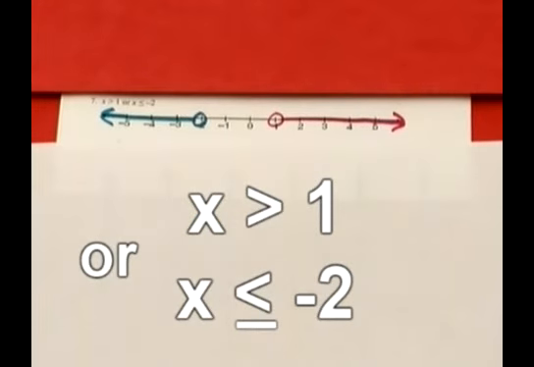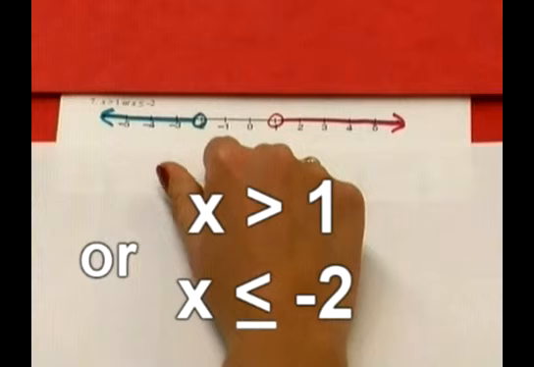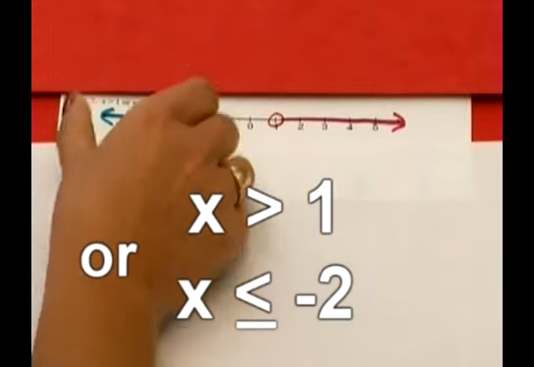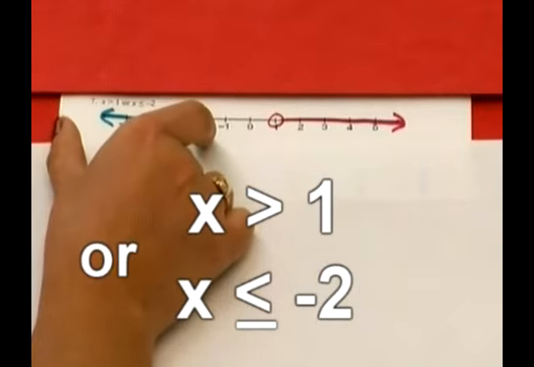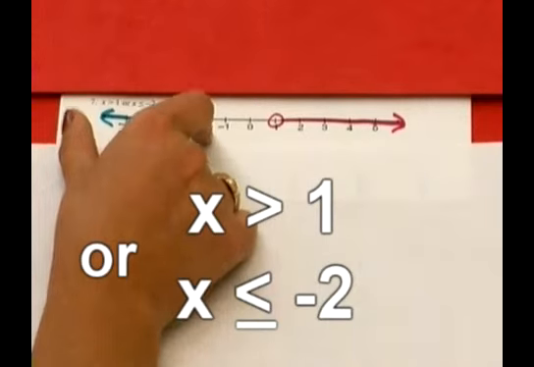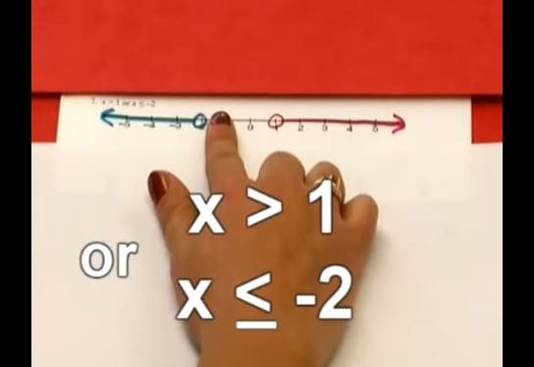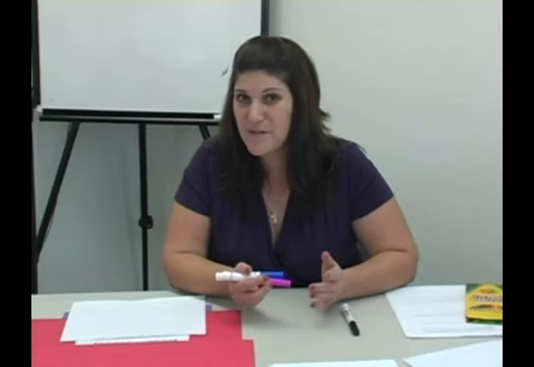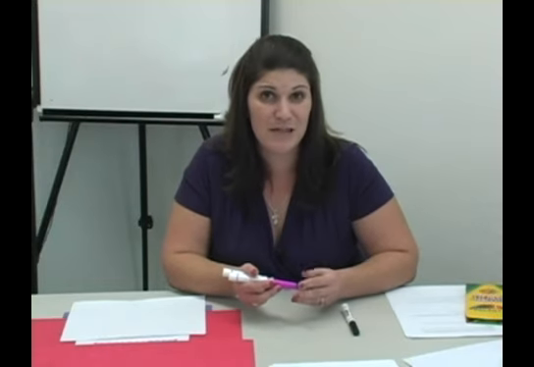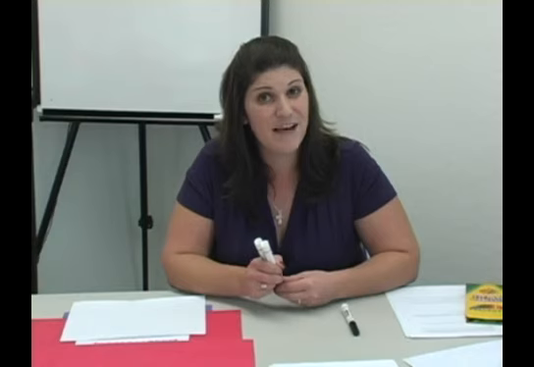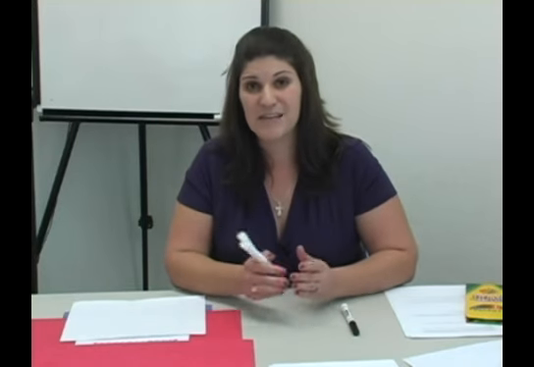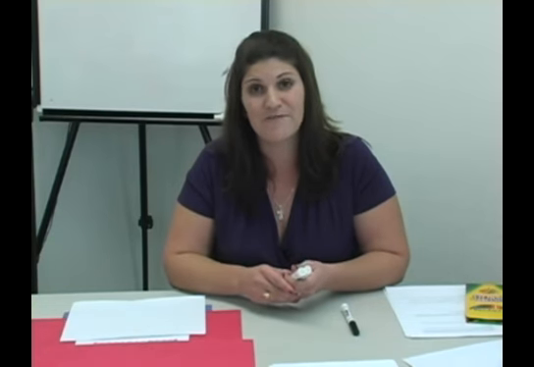Notice our graphs don't overlap here. That's why this is called an OR, because our solution are either the numbers that are less than or equal to -2 or greater than the number 1. So that's why this is called OR. They never overlap. To sum up, a system of equations is more than one equation, and their solution can be found by graphing. You can either have AND solutions, where your graphs overlap, or OR solutions, where your graphs do not overlap.